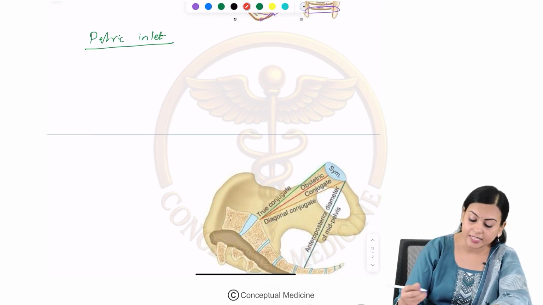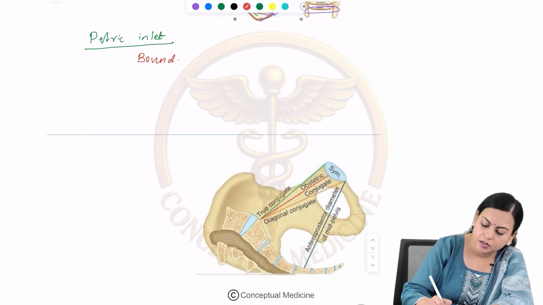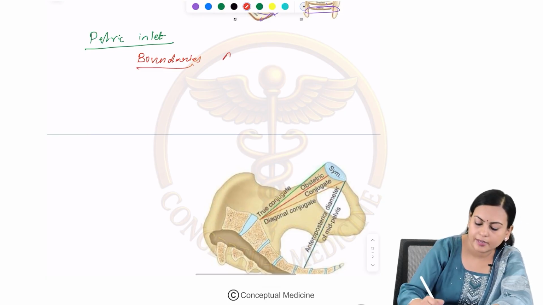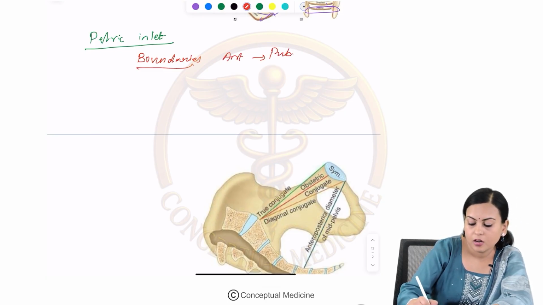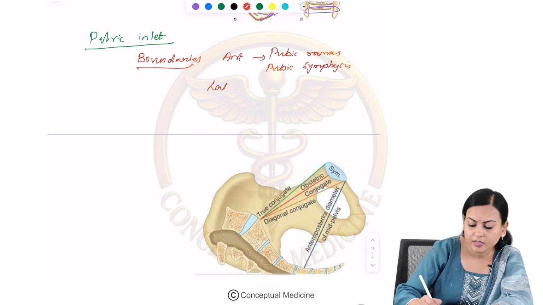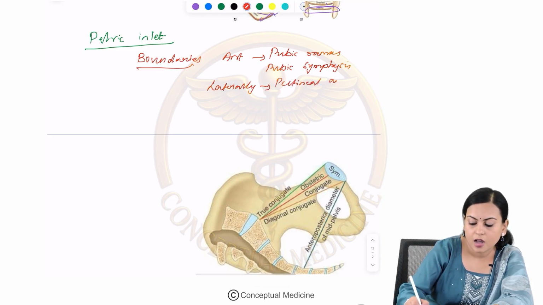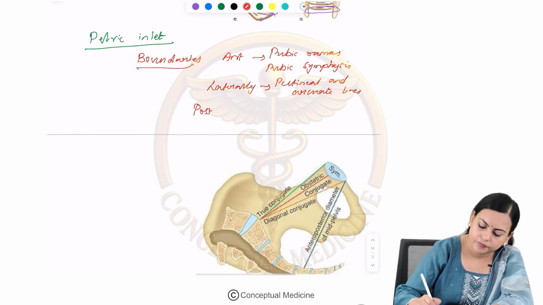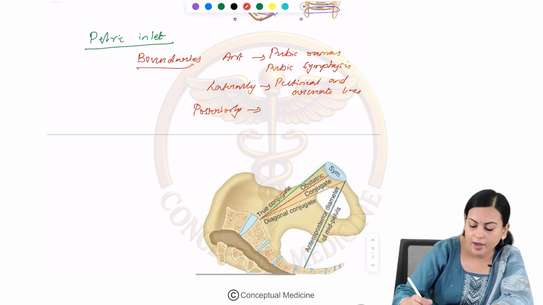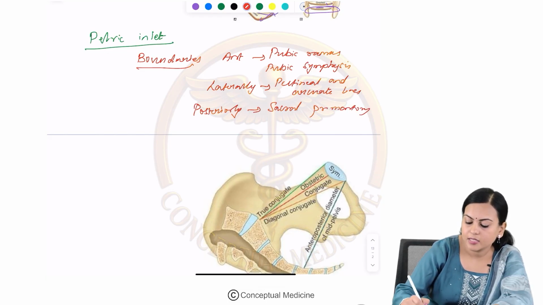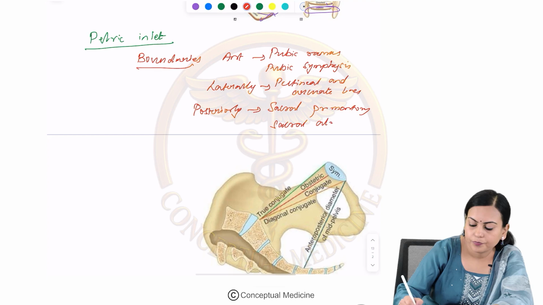Now coming to the pelvic inlet, we have the boundaries of pelvic inlet, namely anteriorly you have the pubic ramus and pubic symphysis. Laterally you have the pectineal and arcuate lines, and posteriorly you have the sacral promontory and sacroiliac joint.